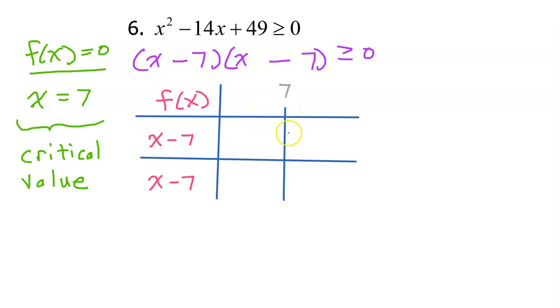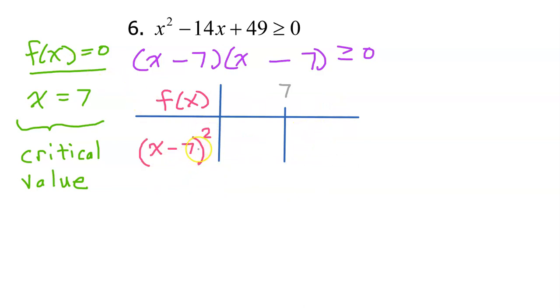There are two ways you can make this sign chart. One way is to write a row for the x minus 7 and another row for the other x minus 7. In this case, x minus 7 equals 0 at 7, so this factor will be negative to the left and positive to the right. Of course, the other factor of x minus 7 does the exact same thing. What about the overall sign of f of x? In the first column, we have a negative times a negative, so that's positive. And a positive times a positive is again a positive. So that's one way you can make the sign chart.